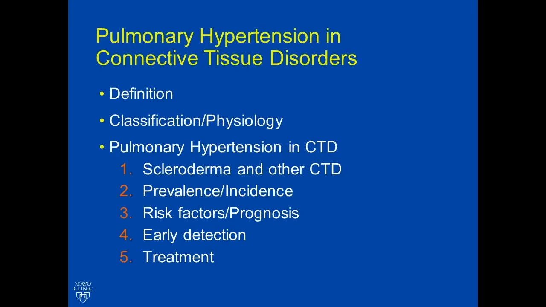So I will talk initially about how you define pulmonary hypertension. I will mention how the classification works and where the connective tissue diseases fall in that classification. Then topics about Scleroderma, which is the main disease related with pulmonary hypertension among the connective tissue disorders. Then prevalence and incidence, risk factors and prognosis, and early detection, which again will be my main focus in the lecture, and something about treatment.